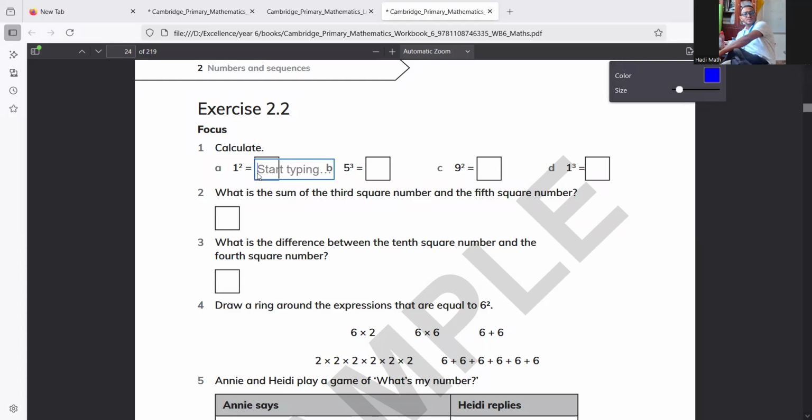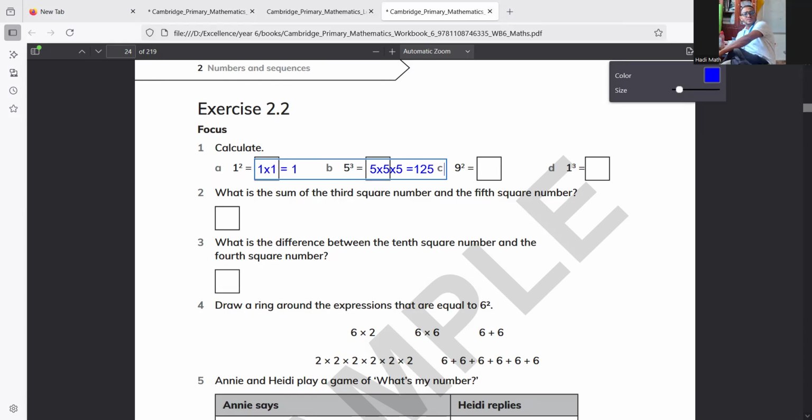I have so many students who get confused when you ask them, like, 1 square. So, please understand, when I say 1 square, it means 1 multiply 1, and 1 multiply 1 is equal to 1. When we say 5 cube, some people multiply 5 by 3, and this is one of the big mistakes. No, it means 5 multiply 5 multiply 5. Please go and multiply. 5 times 5 is 25. Then multiply 25 by 5. Do long multiplication, which is equal to 125.